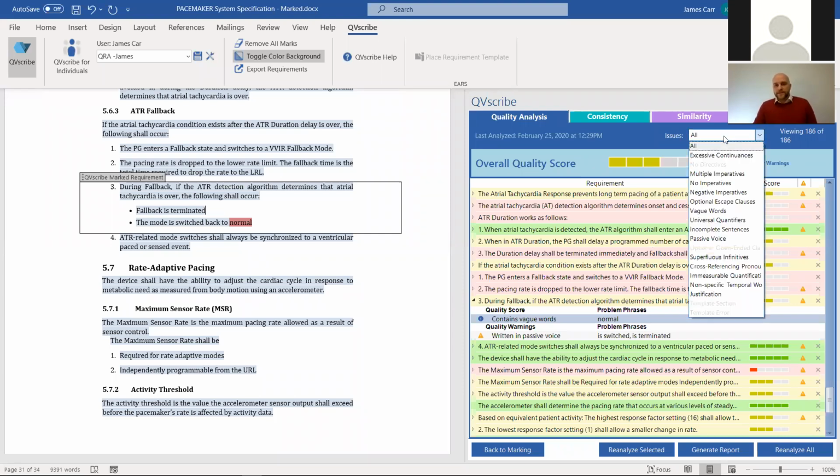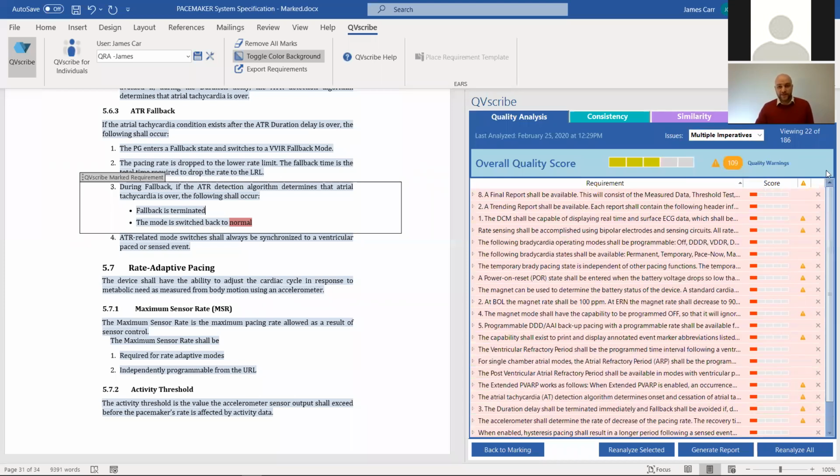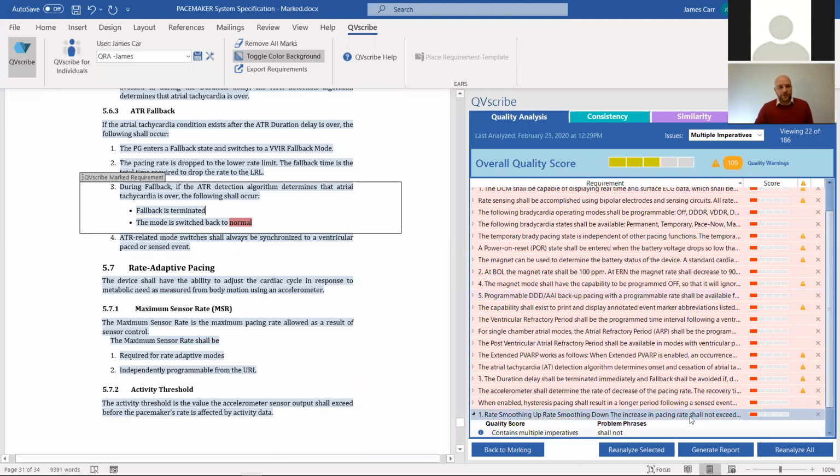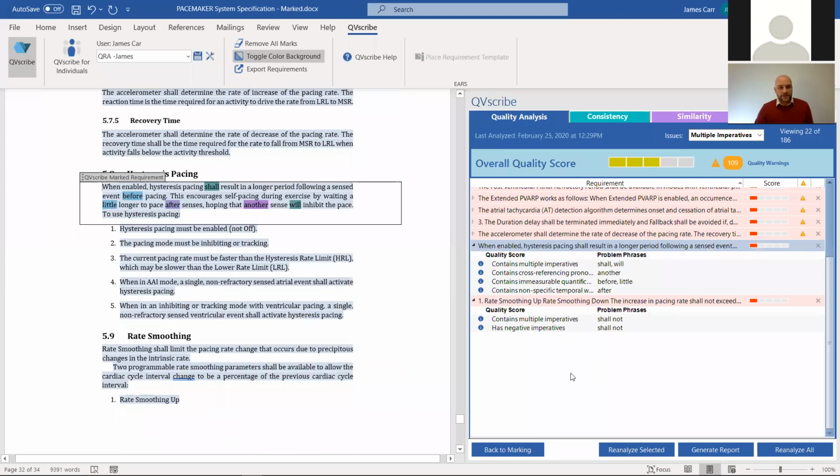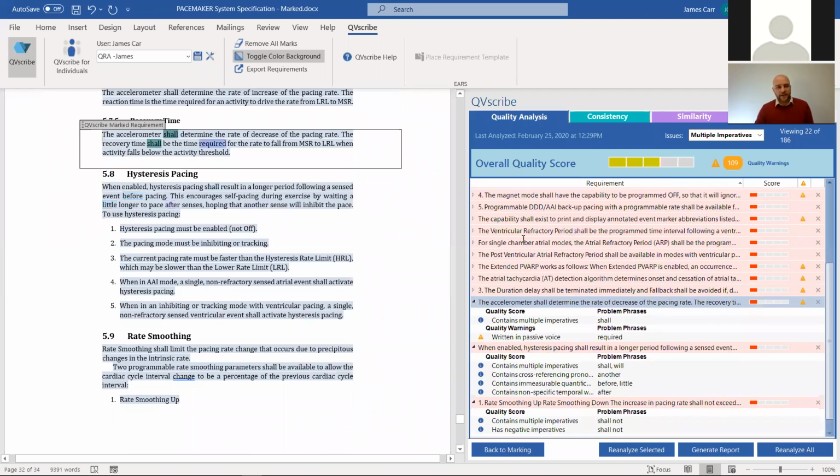So that's the quality analysis. That's looking at, for example, vague language. If we give another example here, maybe we want to check for any time that multiple imperatives were used in the document. You can see that that was a big problem with this one. So I can select any of these here and it will actually show me where the issues are highlighted. So you can see, skipping to any of these, all of the issues are being highlighted right on the document itself.